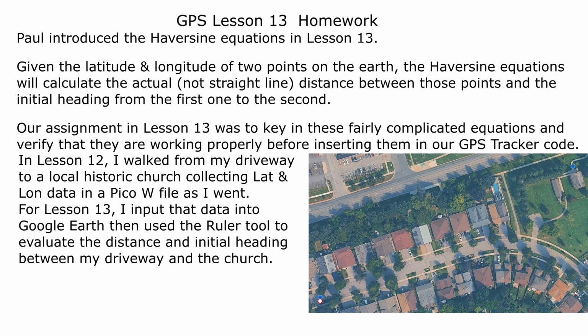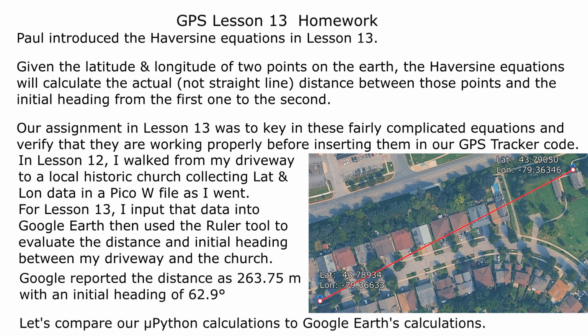In Lesson 12, I walked from my driveway to a local historic church, collecting lat and lon data in a PicoW file as I went. For Lesson 13, I input that data into Google Earth, then used the ruler tool to evaluate the distance and initial heading between my driveway and the church. Google reported the distance as 263.75 meters with an initial heading of 62.9 degrees.